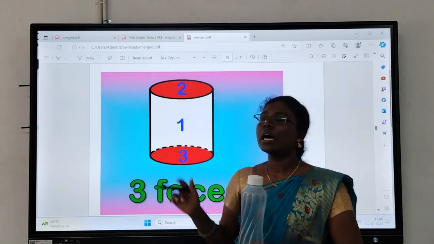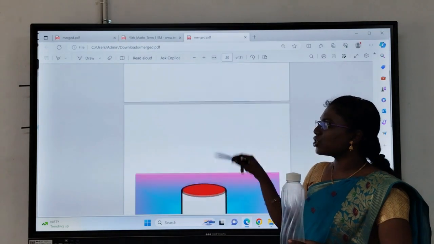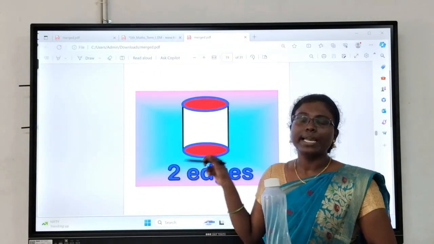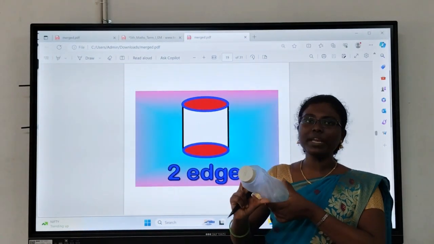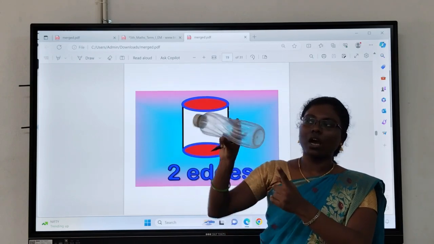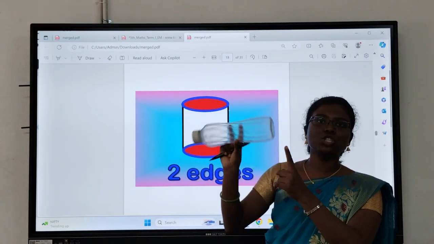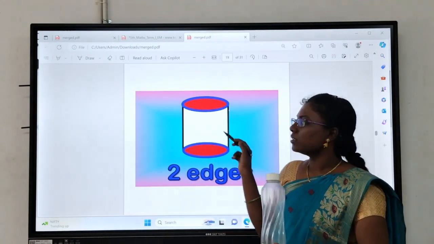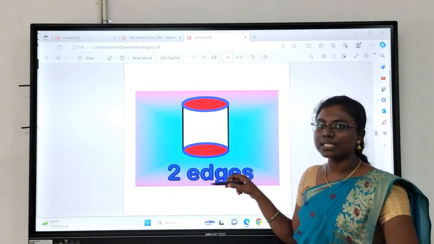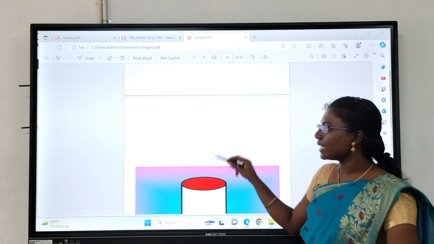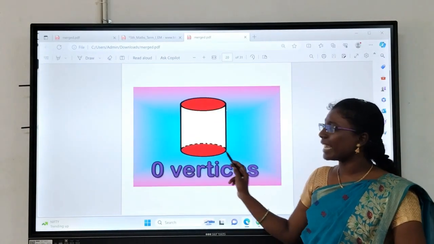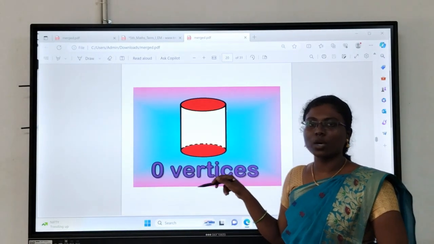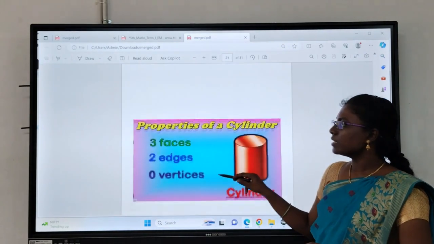Next you have edges. What is edges? Edges means as I already told you, it is the sides. So how many sides? 1 and 2. So these 2, the top and bottom of a water bottle, that is called the edges. Next it has no vertices. It has no vertices because it has no corners in cylinder. Okay, is it clear? Next we have a sphere shape.